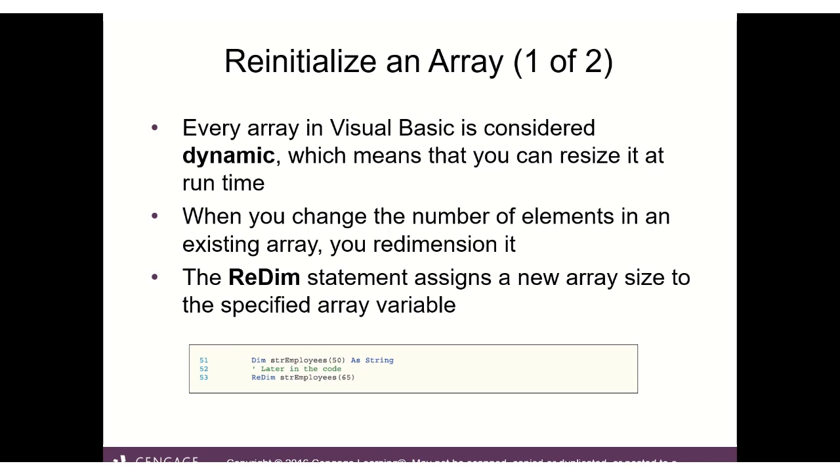In the code you see here, you have an initial upper bound of 50. It's an array of strings with an initial upper bound of 50, line number 51. Then later in the code, at line number 53, you do ReDim strEmployees(65). That means your strEmployees string array has an upper bound of 65. That's how we can reinitialize.